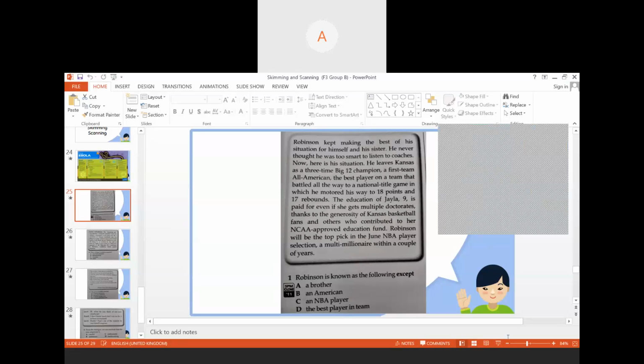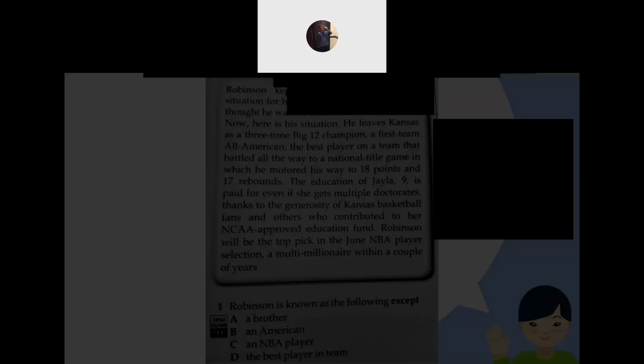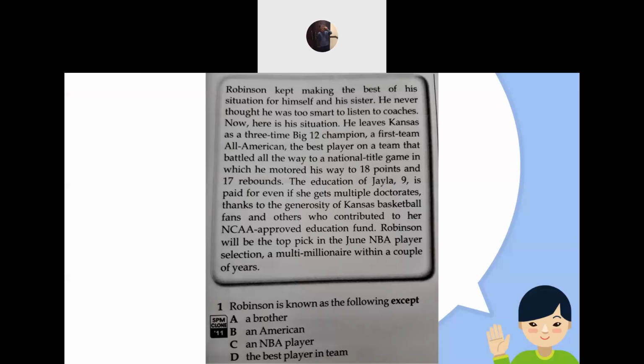So these are the questions. This is also an objective question, but it's longer. So let's see who can get the answer. Robinson is known as the following except: the brother, an American, an NBA player, or the best player in the team?